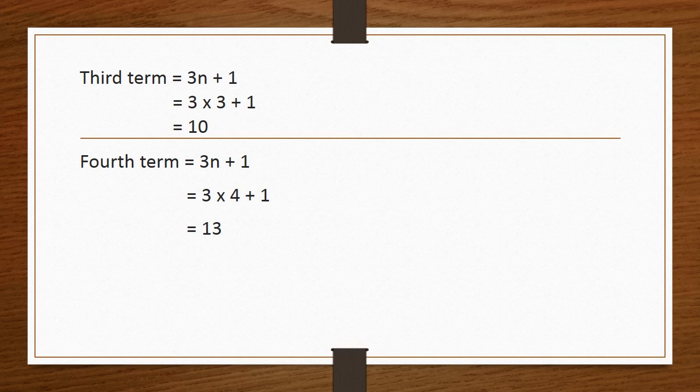So here, using this position to term rule, we got the sequence, which means the position to term rule is right for this sequence, that is 4, 7, 10 and 13.